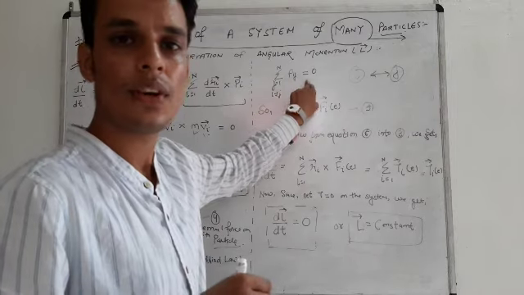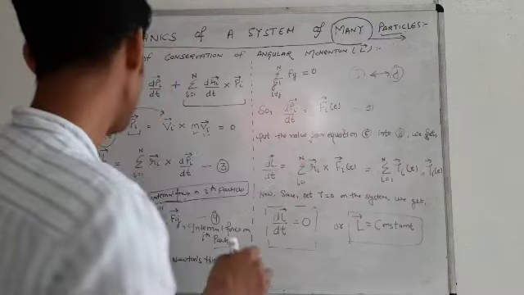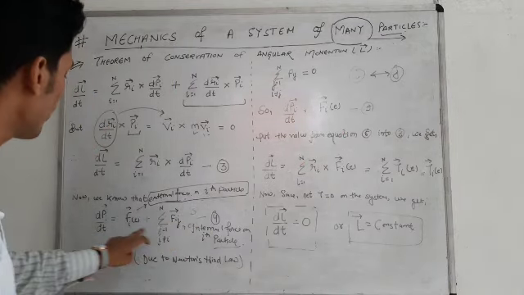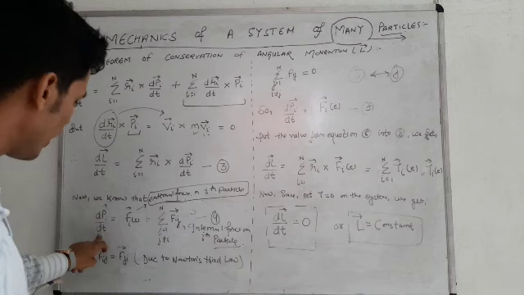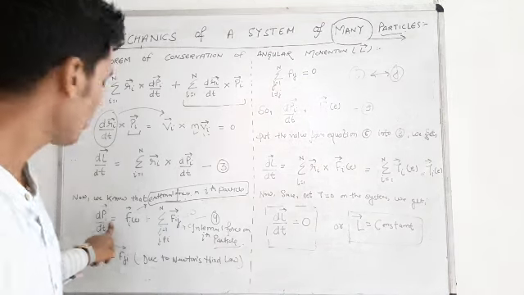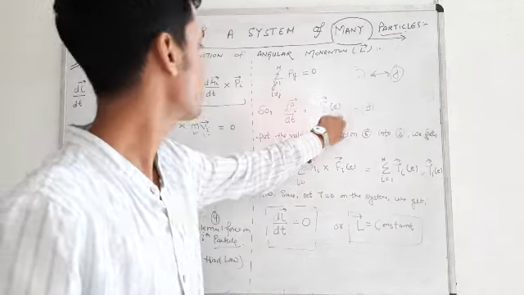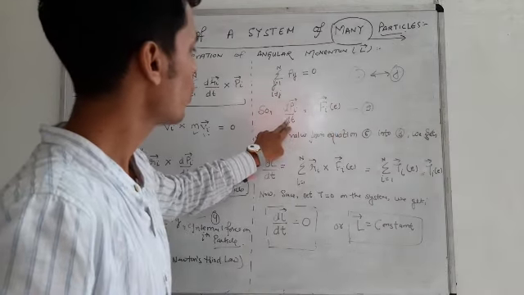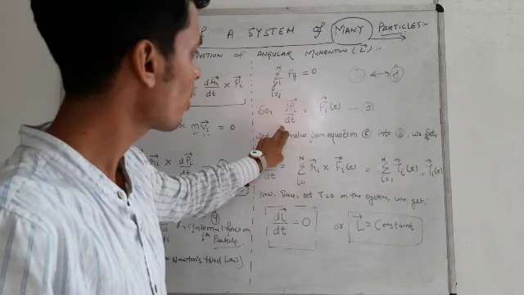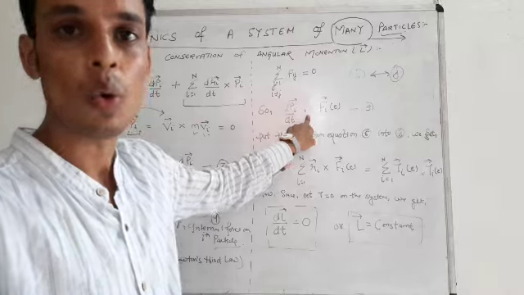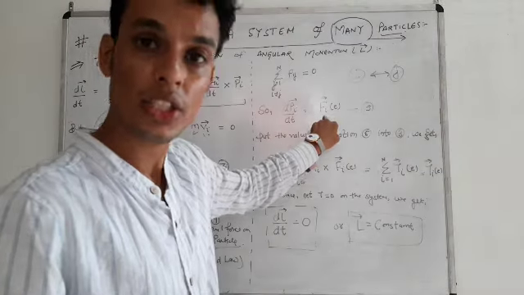So we will only be left with the external force. We put the value of this term in equation 4 as equal to 0. So dpi upon dt, the rate of change of linear momentum of the ith particle, will be equal to the external force on the ith particle. It will depend only upon the external force.